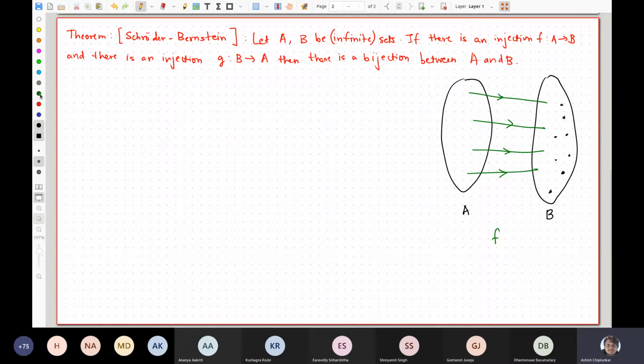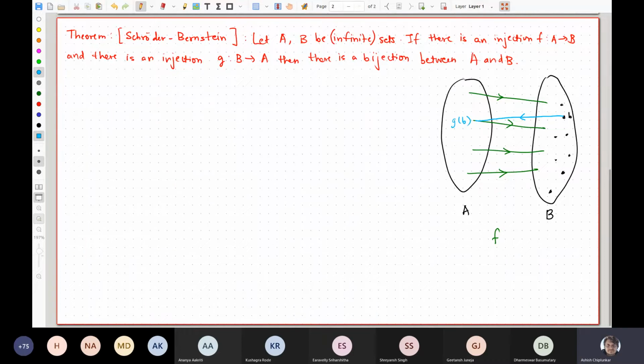So what do we do? Look at this element, let's call this b. It does not have a pre-image under F. So we use G. Let us look at what G of b is. G of b is going to be something, let's say this element. In our bijection, because b does not have a pre-image under F, b will be paired up with G of b.